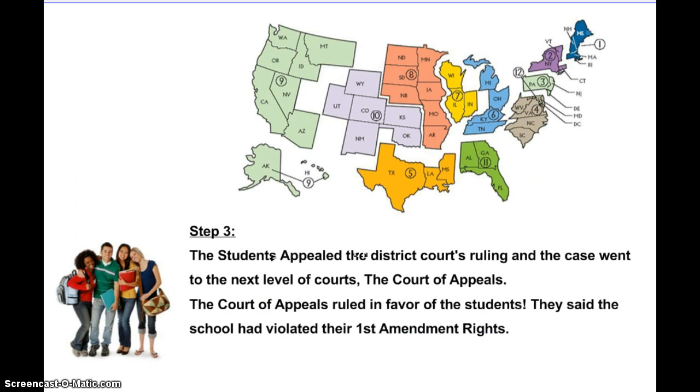But it's not over. Step three, the students can appeal. They can take their case to the next level of courts. And that's just what happened.